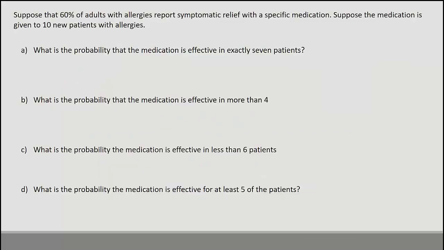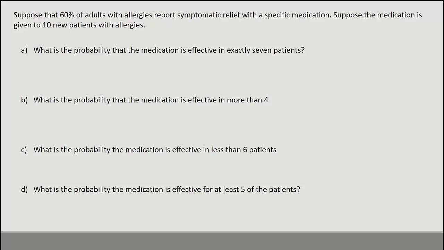Here we go. Suppose 60% of adults with allergies report systematic relief with a specific medication. Suppose that the medication is given to 10 new patients with allergies, okay? All right, so first of all, this is a binomial experiment. You don't have to check it, but really quickly, why? Okay, first of all, we have a fixed number of trials. We know exactly how many patients we're dealing with. We're dealing with 10. Second of all, we have two outcomes with this experiment. We give them the medication, either we have success or failure.